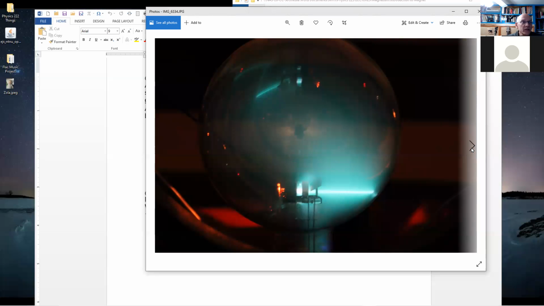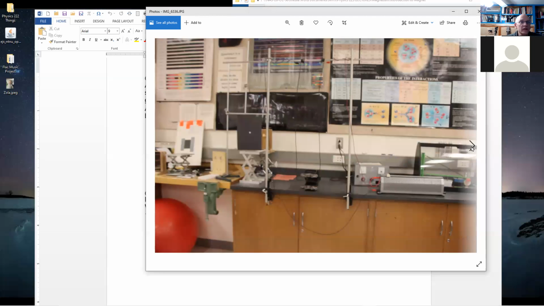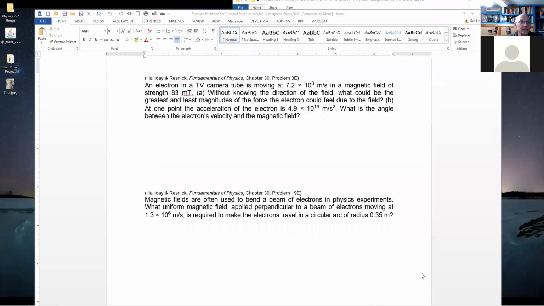Okay, and these were some that I just took still pictures of the thing in the electron beam. Okay, and that's the next one. What picture is that? 6336. We'll talk about that here in a little bit. Actually, we can talk about it pretty soon. Yeah, maybe I'll just go back to that thing.